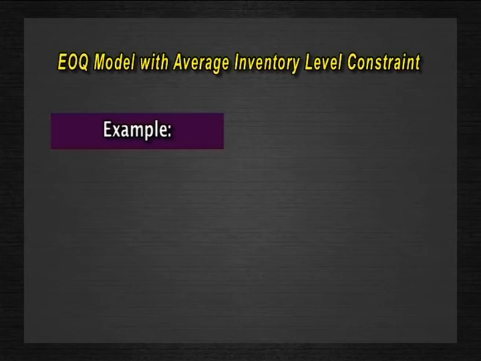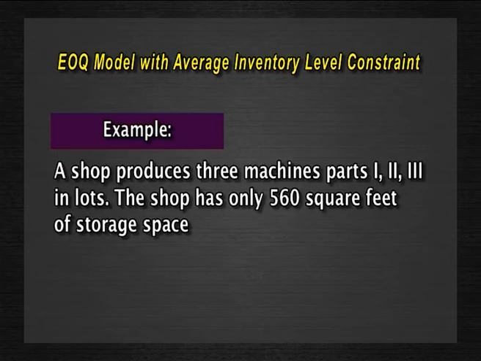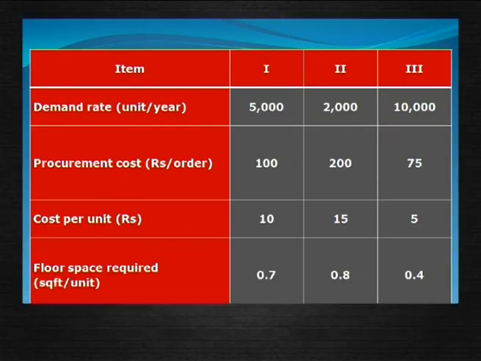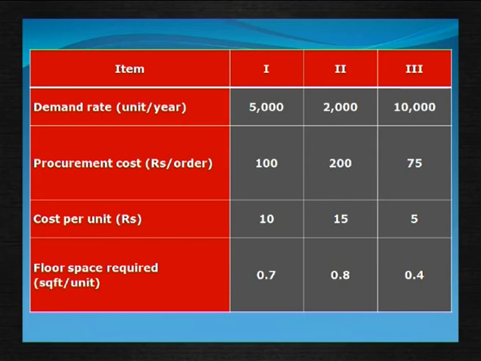Now coming to the problem example. A shop produces 3 machine parts 1, 2, 3 in lots. The shop has only 560 square feet of storage space. The appropriate data for the 3 items are given in the below table.